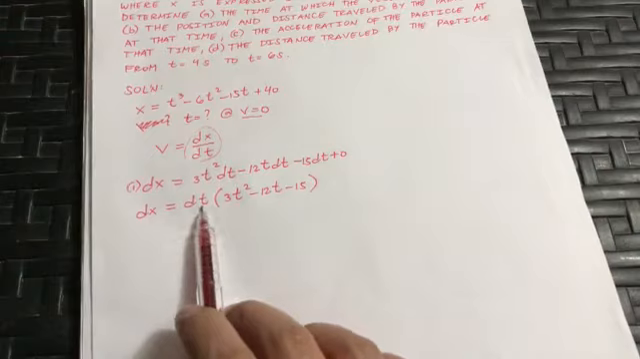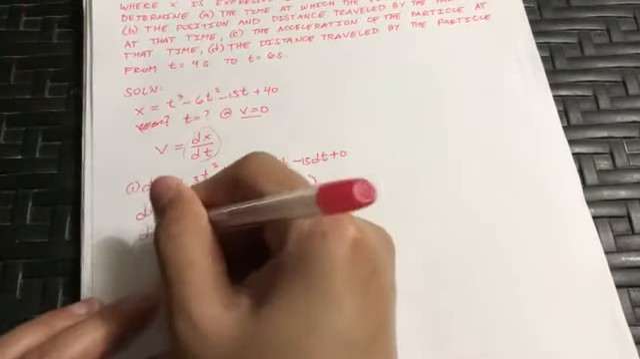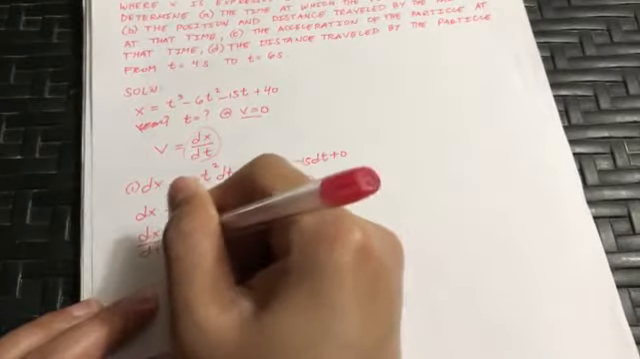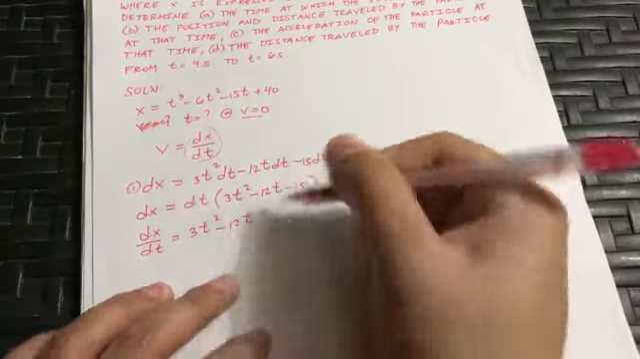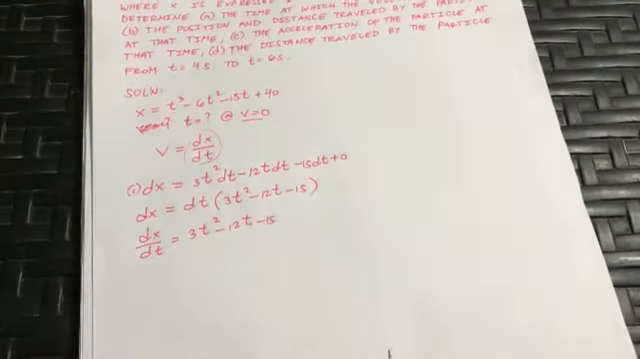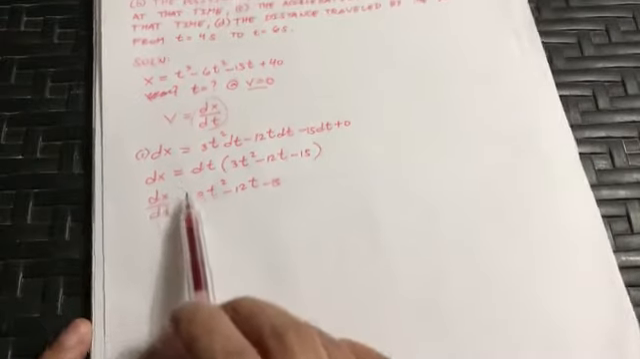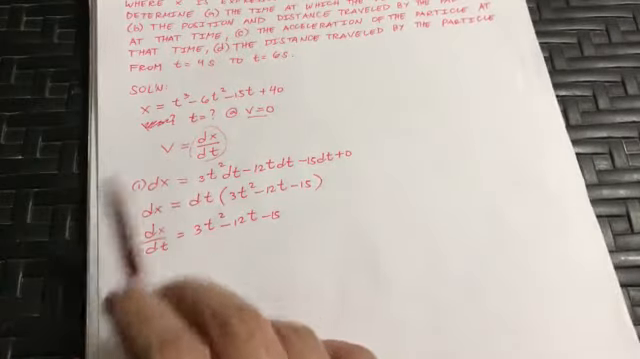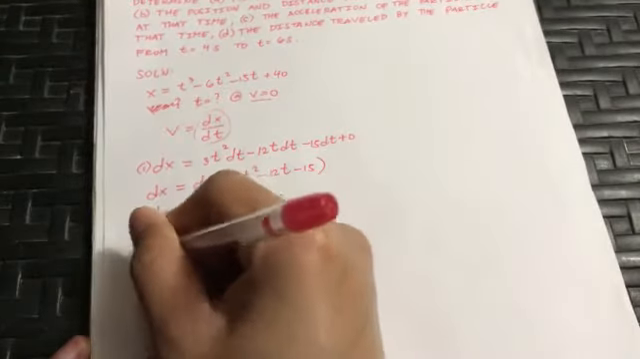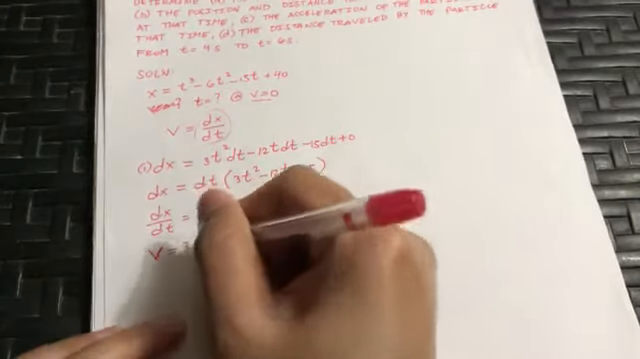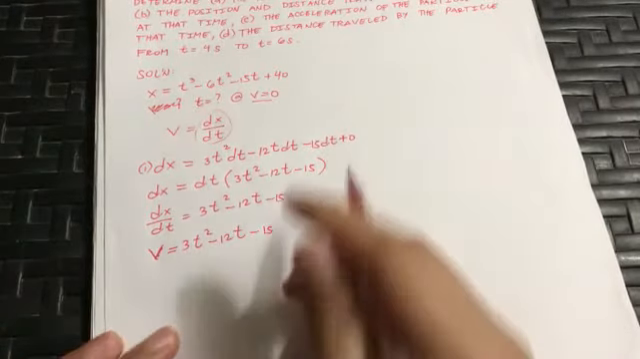We transfer dt to the other side, dividing both sides by dt. We get dx over dt is equal to 3t squared minus 12t minus 15. And we know dx over dt is equivalent to our velocity. So we have velocity is equal to 3t squared minus 12t minus 15.